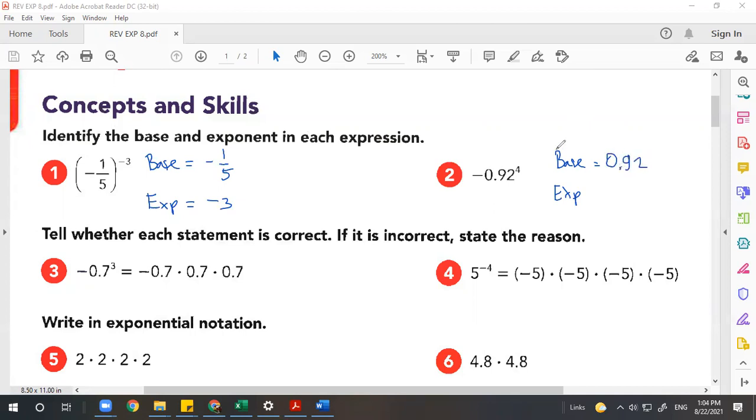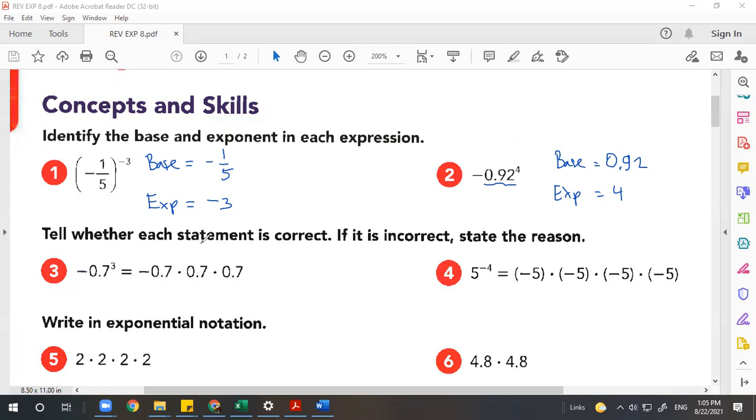Okay. Why doesn't it follow the negative? Because the negative is not to be powered. It's different when I put it like this, negative 0.92 to the power of 4. The base is negative 0.92 because the negative is also to the power of 4. But in this case, the power of 4 is only on 0.92. Get it, Stacy? Yeah. So the negative is not put on the base. Okay, and the exponent is as simple as 4. That's all for number 1 and number 2.